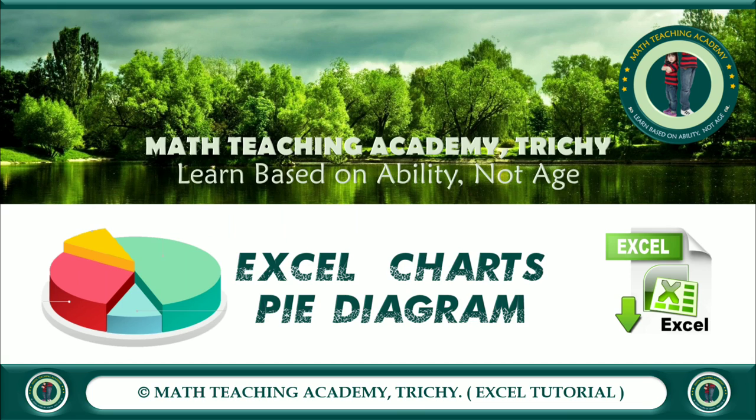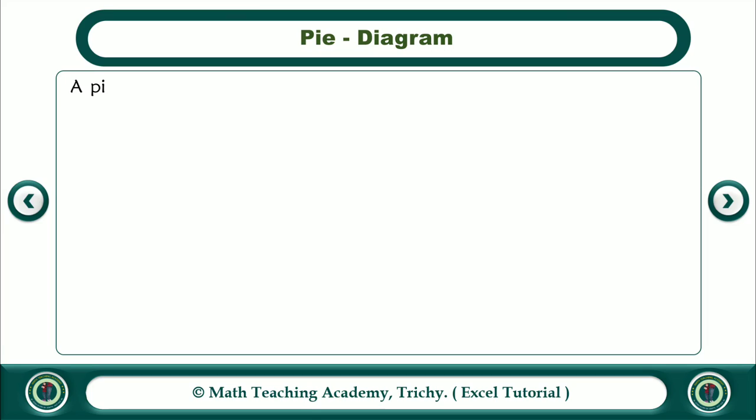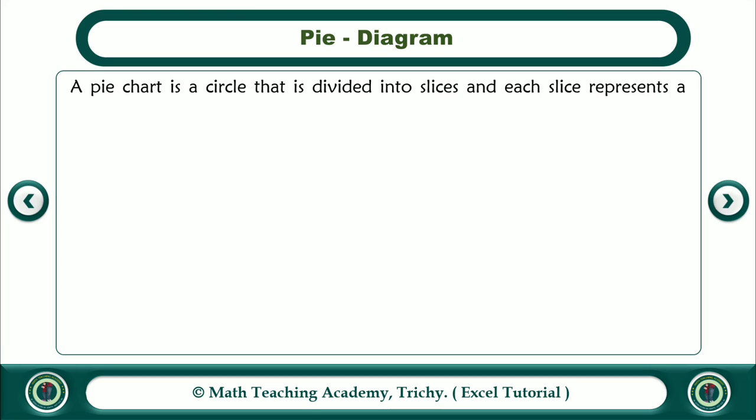Here in this video, today we are going to look at pie diagram in Excel charts. First off, you must know what is pie diagram. A pie diagram is a circle that is divided into slices and each slice represents a proportion of the whole.